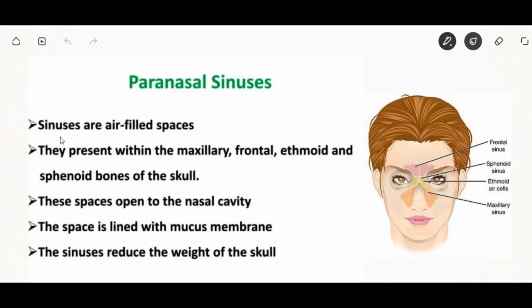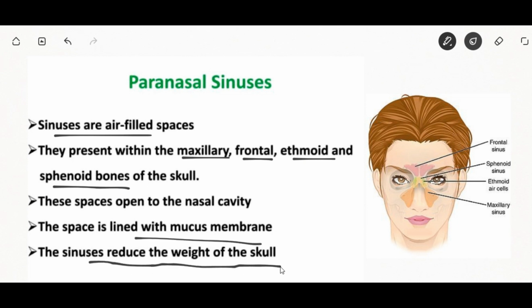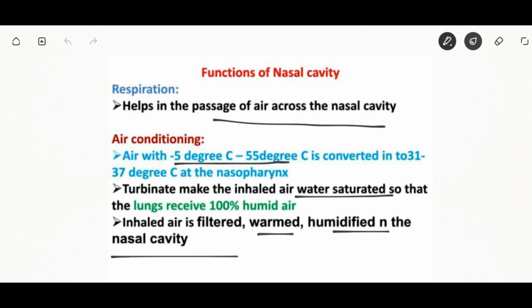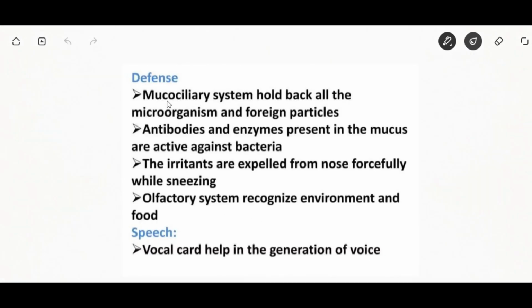The paranasal sinuses are air-filled spaces. They are present within the maxillary, frontal, ethmoid, and sphenoid bones of the skull. These spaces open to the nasal cavity and are filled with the mucous membrane. These sinuses reduce the weight of the skull. The function of the nasal cavity is to help in the passage of air across it. It helps in air conditioning. The inhaled air is filtered, warmed, and humidified in the nasal cavity.